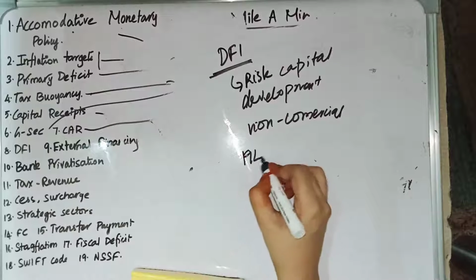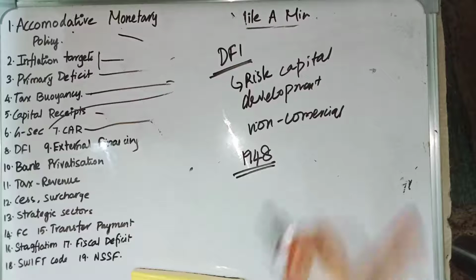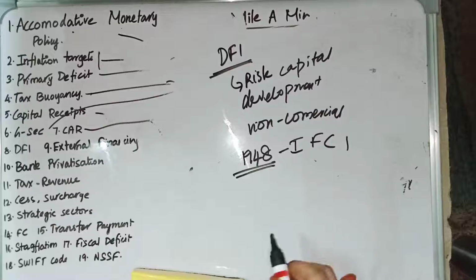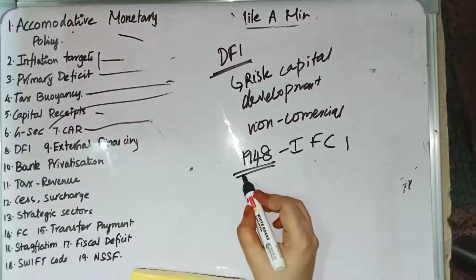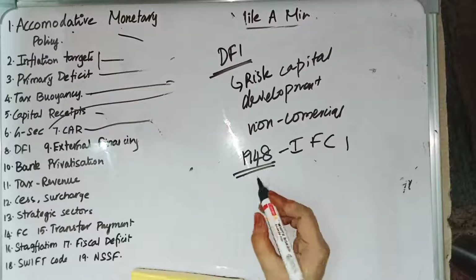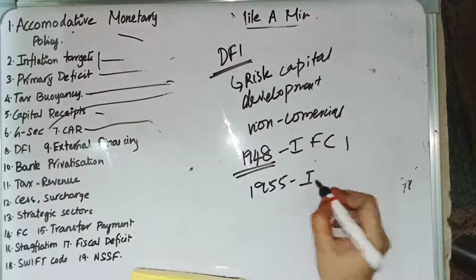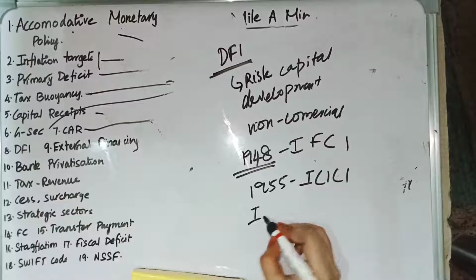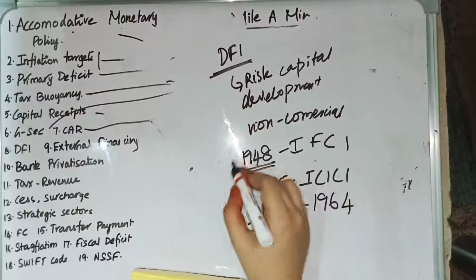The first DFI which was operationalized in India is in 1948, and it is IFCI, Industrial Finance Corporation. Then in 1955 we had ICICI, which is also a development finance institution, and then IDBI in 1964. These are some of the developmental finance institutions.